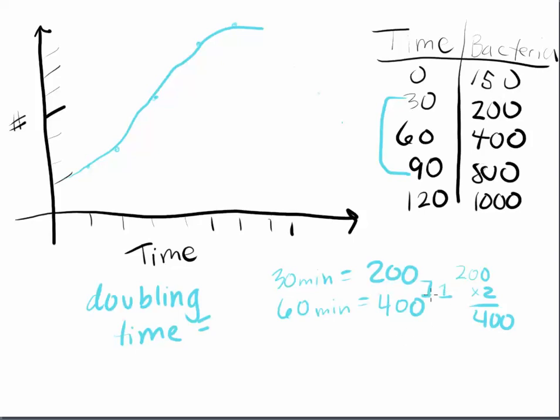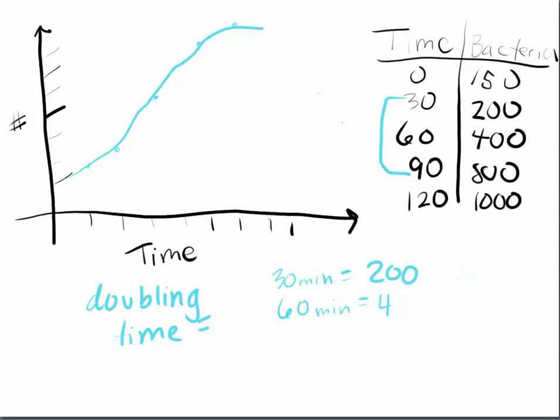And how long did it take for that one doubling event to happen? 30 minutes. So in 30 minutes, it doubled one time. Therefore, the doubling time is 30 minutes. Ta-da! If you would have chosen 400 to 800, you would have gotten the same thing. What if we would have chosen the end points of our log phase here?